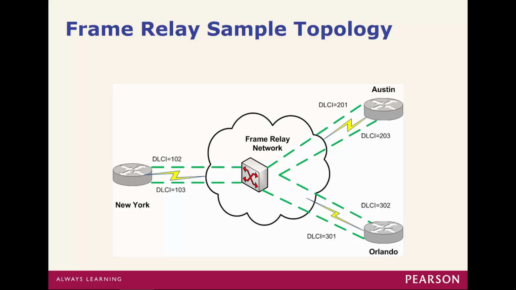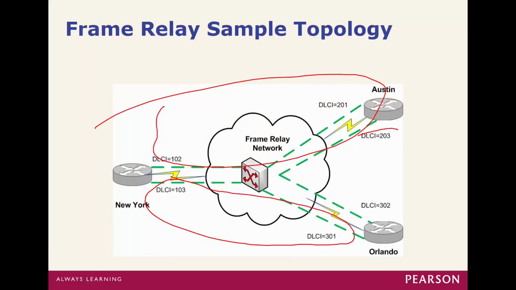The thing here is it's a single point-to-point connection. And then Austin has one, 203, which will go to Orlando. Orlando will have, again, a matching one, and then Orlando will have one that matches with New York. That way, that's one point-to-point, that's one point-to-point, and that's one point-to-point. And that allows us to do a point-to-multipoint.